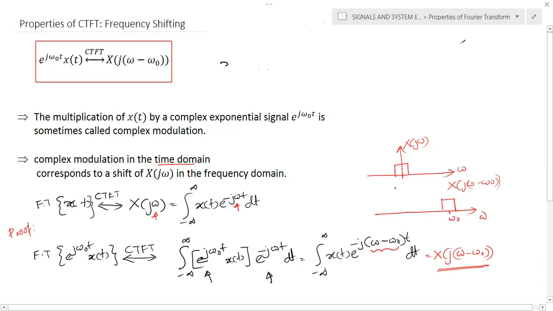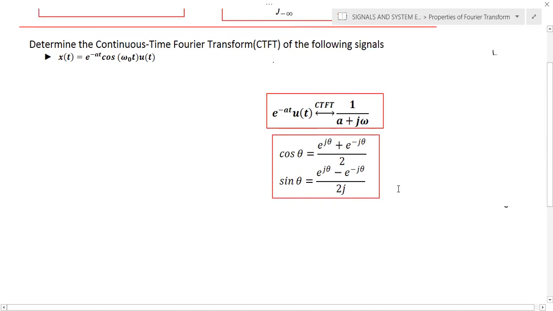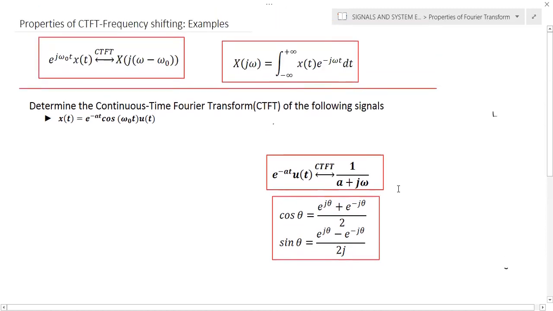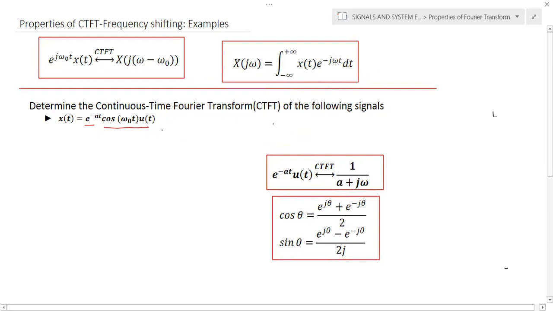Now we'll discuss the remaining question. We already explained the transform of cos omega 0 t and cos omega 0 t into u of t. Now the signal is different. It is e raised to minus at into cos omega 0 t into u of t. This problem we can approach in a different way. Directly, you can substitute in this equation and solve. Instead of that, we will see how we can apply the frequency shifting property in this problem. If you rearrange this, it becomes cos omega 0 t into e raised to minus at into u of t.